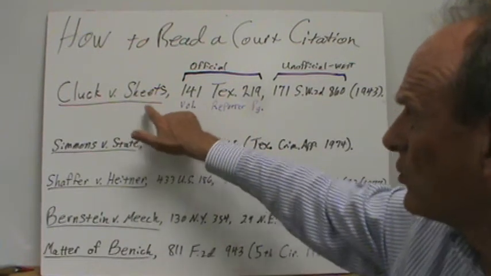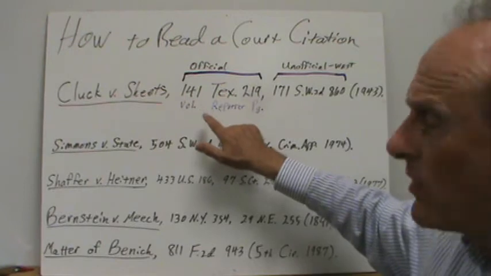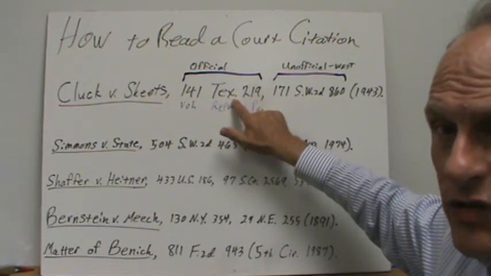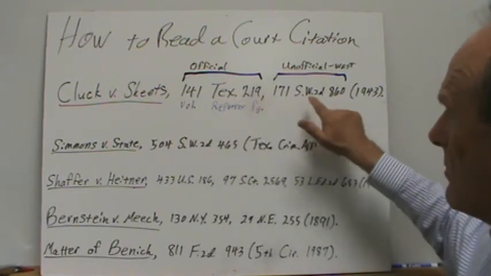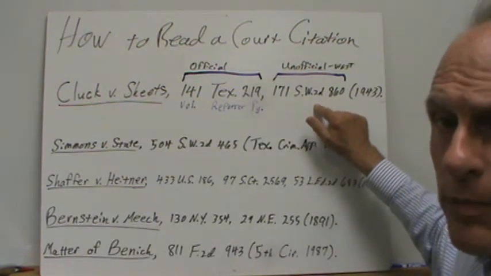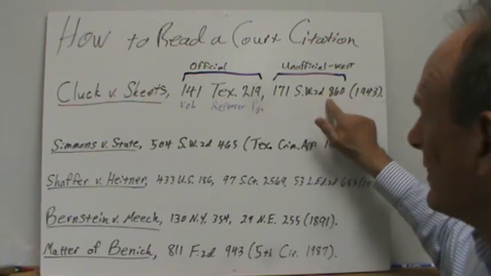So, Cluck versus Sheets, you can find that in two different places in the law library. Assuming the law library has Texas Reports, and assuming, which they almost always will in Texas, it has the Southwestern Reporter, second series. Now, why second series?